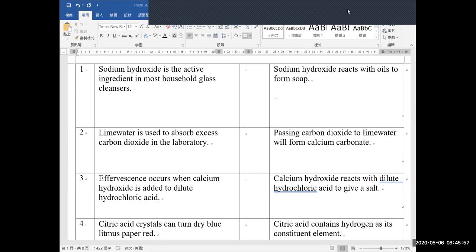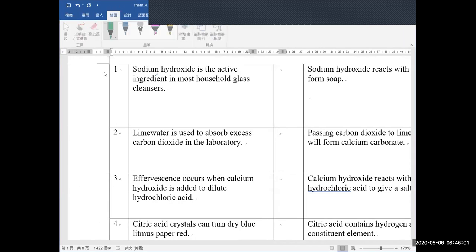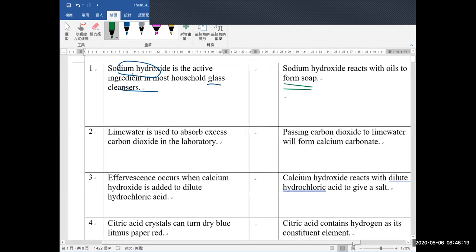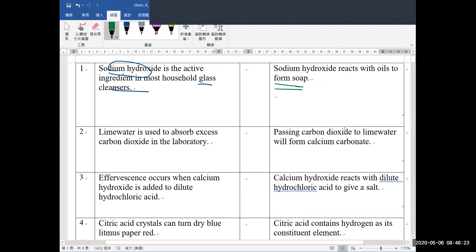Now, the first question: sodium hydroxide is an active ingredient in most household glass cleaners. The sodium hydroxide reacts to form soap. Then, you suggested the SA. How about the others? Agree or not? So have you ever tried to use the window cleanser, right? You spray it on the window to clean it, to make an anti-fogging effect as well as to clean the surface, right? Have you smelled anything special? Very important clue. It has a smell.